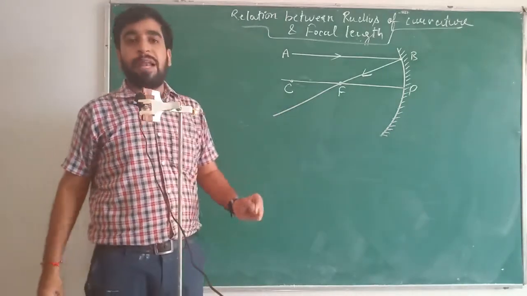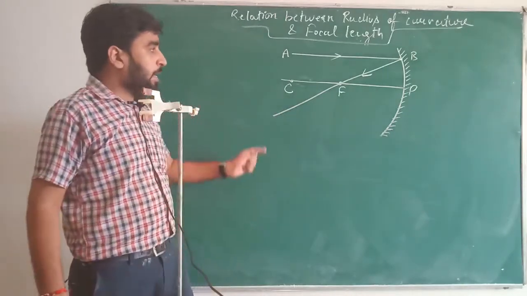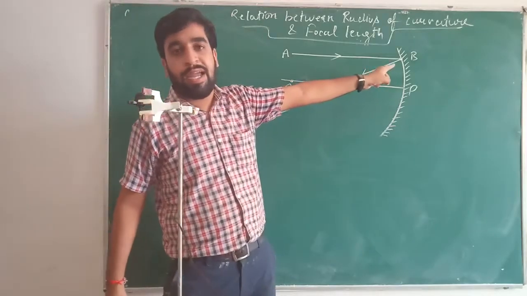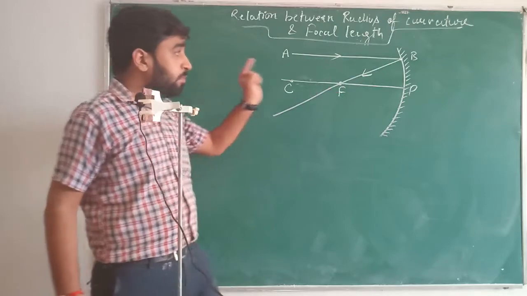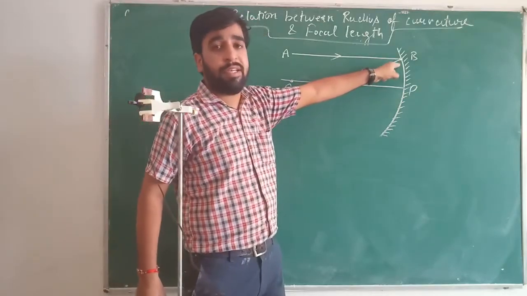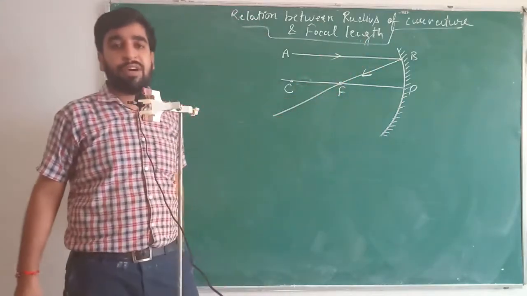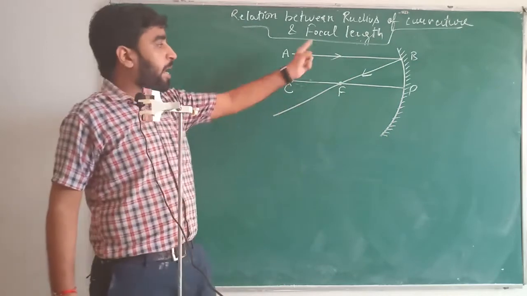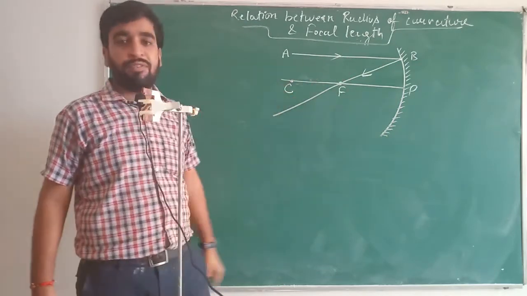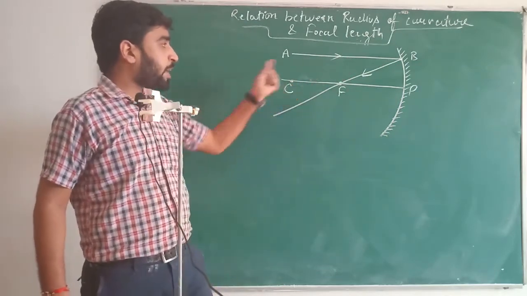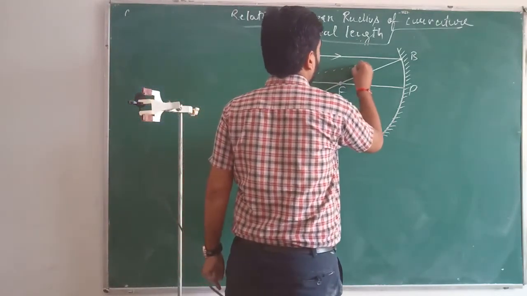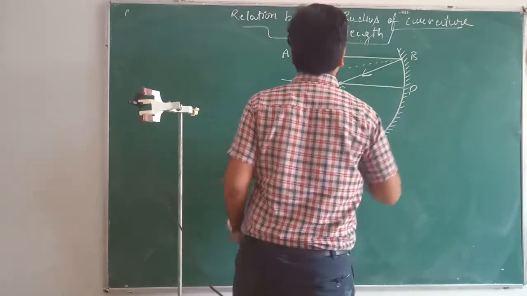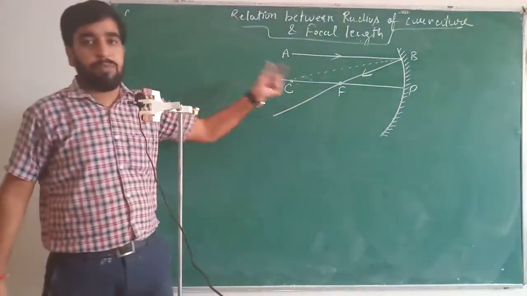If I have to apply the law of reflection, then at the point of incidence I have to plot the normal, and as you know, the normal at this point will pass through the center of curvature. The normal at any point will pass through the center of curvature. So center of curvature I already have. Let me draw the normal at this point. This dotted line is actually showing the normal.